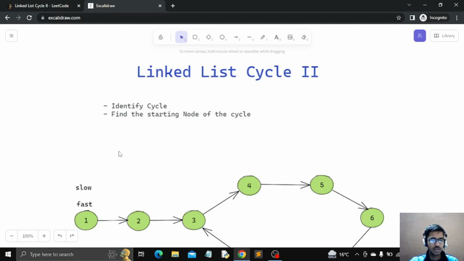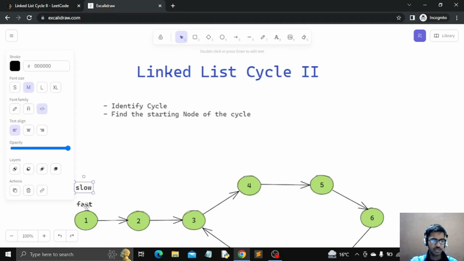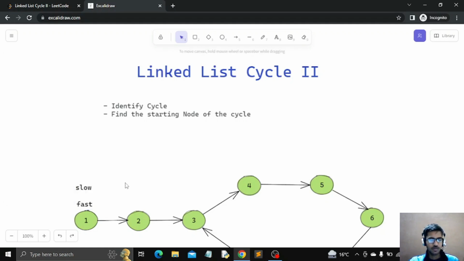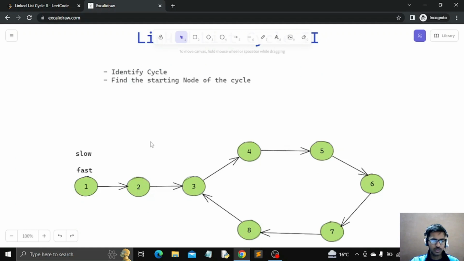Coming to the first part, in order to identify the cycle, we are going to use two pointers. Here I have initialized a slow pointer and a fast pointer. The slow pointer will move ahead one step at a time and the fast pointer will move ahead two steps at a time, so the speed of the fast pointer is twice the speed of the slow pointer. Now let me walk you through how it's going to work.